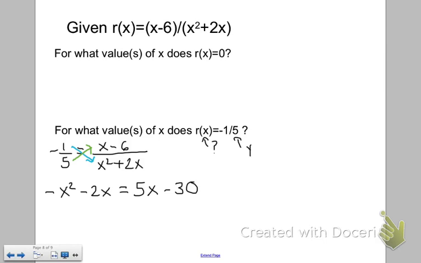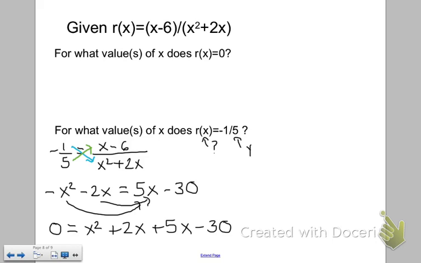So when I do move my x squared term over to the right, it's going to become a positive. And when I move my negative 2x over to the right, it's going to become a positive. That's going to leave me with nothing on my left-hand side, so it's going to be a 0. 0 equals a positive x squared plus 2x. My 5x stays positive, and my 30 is still going to be subtracted. Now, I can put together that 2x and that 5x. 2x plus 5x is going to give me a 7x. So now at this point I have 0 equals x squared plus 7x minus 30.